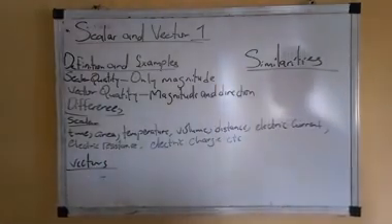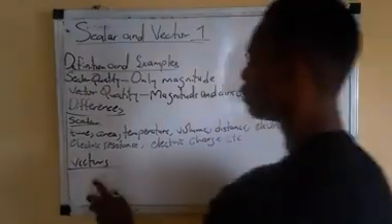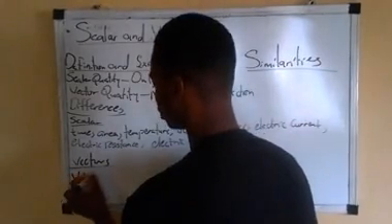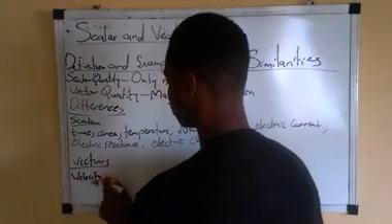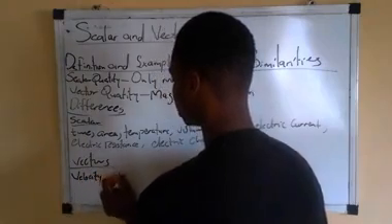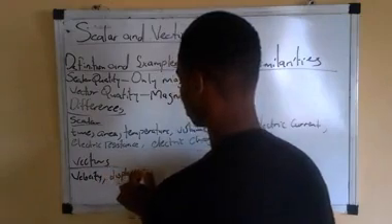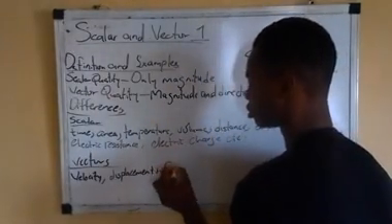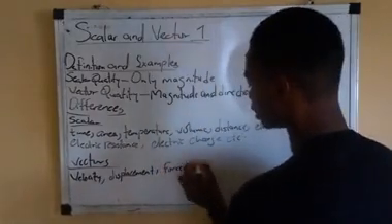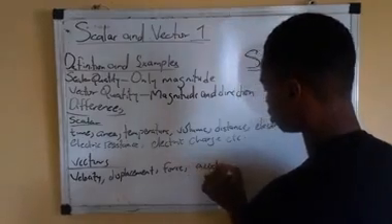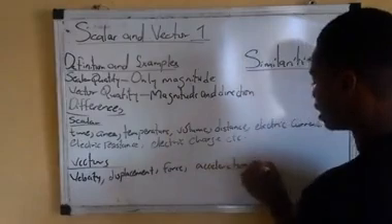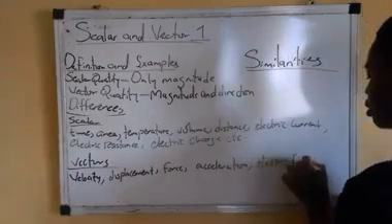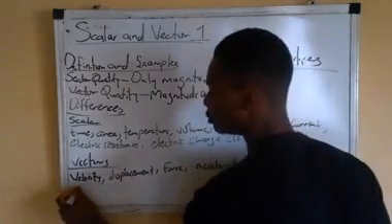So let's go to examples of vector quantities. We have velocity, displacement, force, acceleration, electric field, and magnetic field.